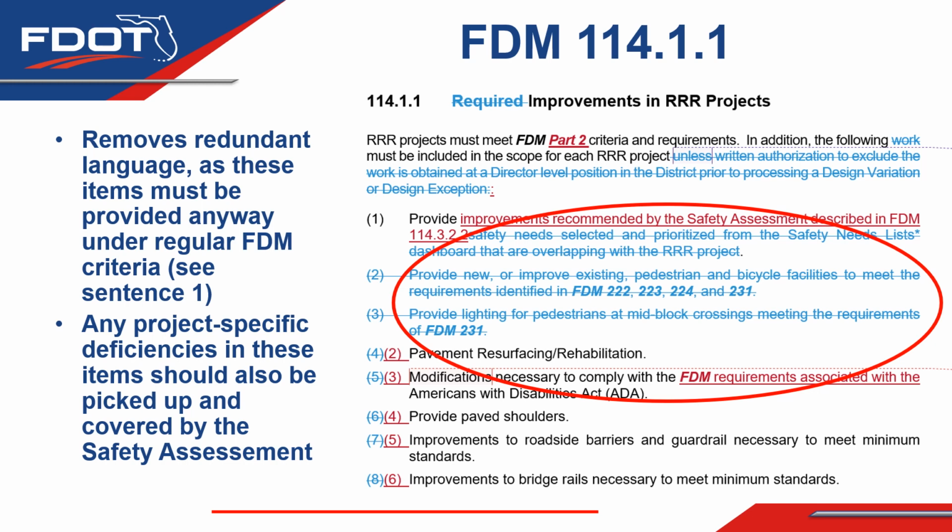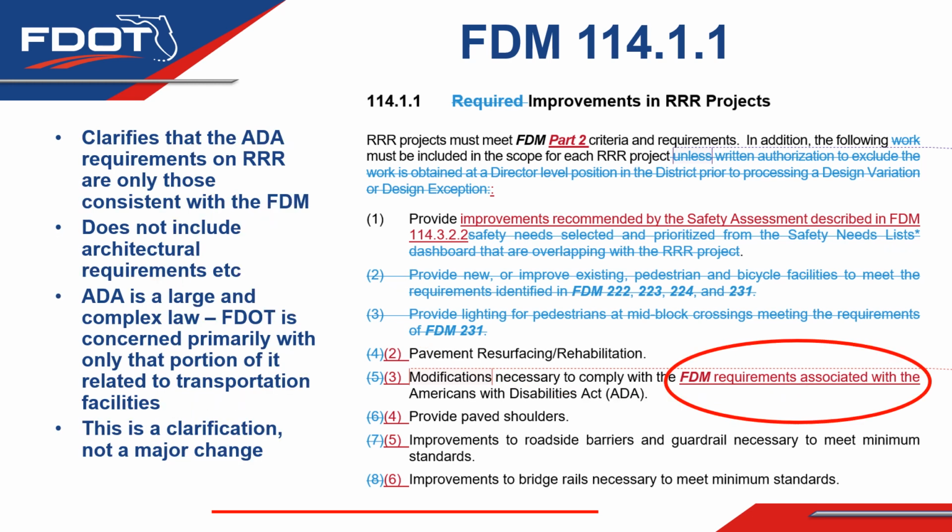But in general, you have to provide these types of facilities already as part of the FDM, and if you can't provide them, you have to do a variation to not provide those facilities. So it really was redundant to have this information in there. So again, we took this out to try to streamline the chapter a little bit and avoid confusion about asking you to do things that you've already been asked to do.